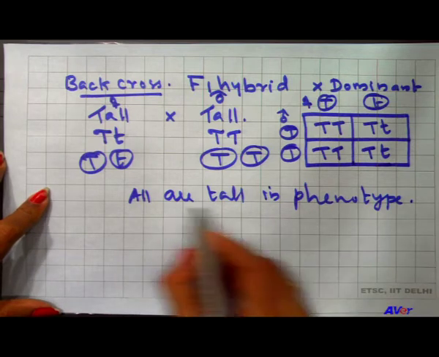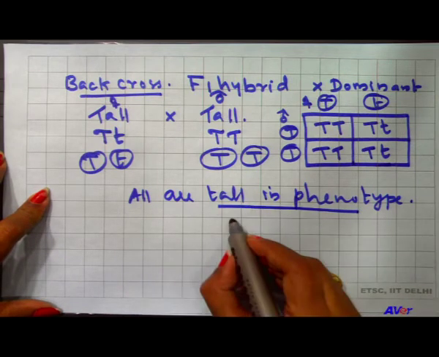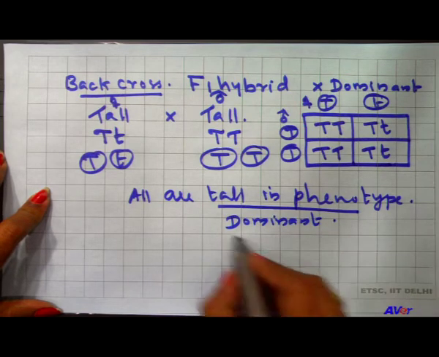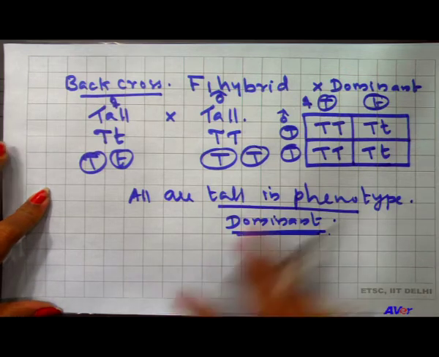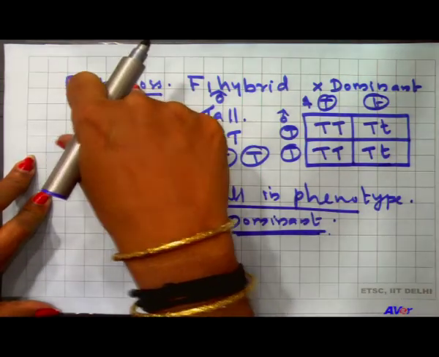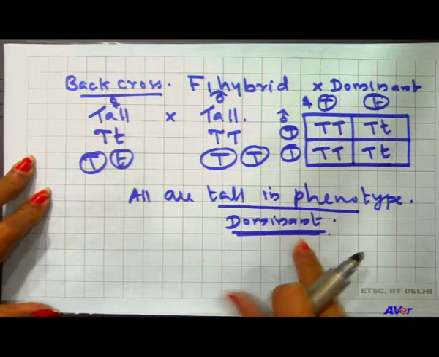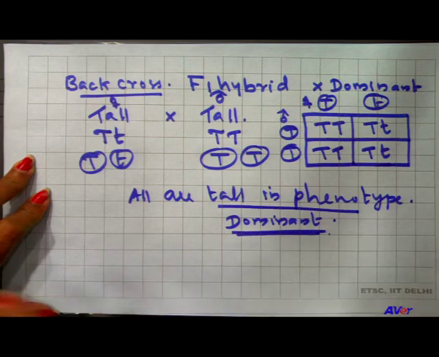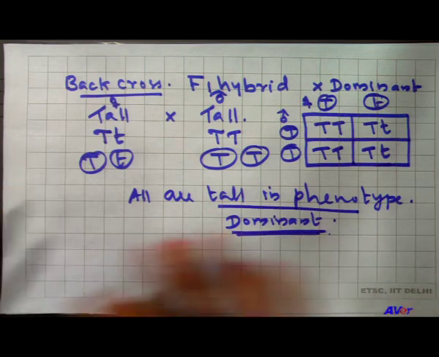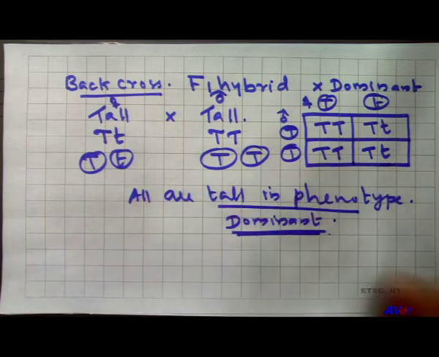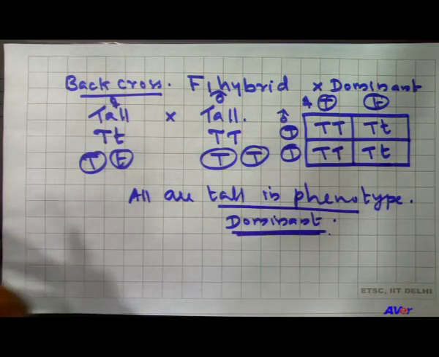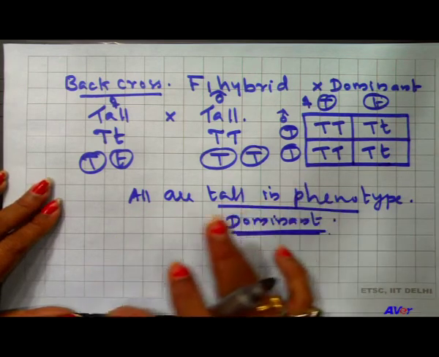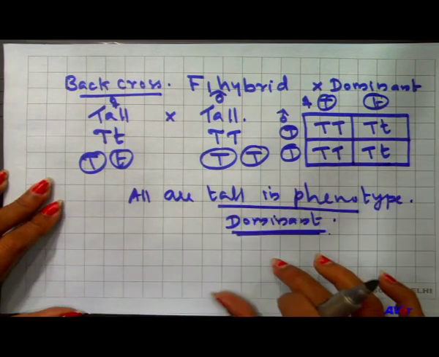Tall in phenotype means it is dominant. So, again coming to the concept, in a back cross, all the progenies produced will be dominant in phenotype. That is the common conclusion. But in a test cross, we will get one dominant to one recessive. That is a 1:1 ratio of phenotype as well as genotype.